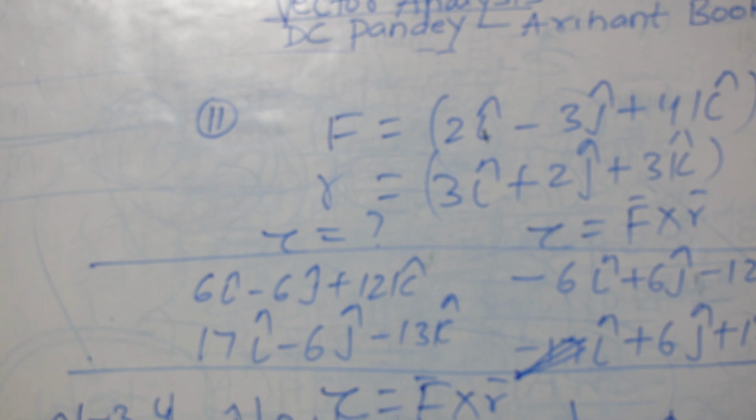Minus j, 3 into 2, 6, minus 4 into 3, 12. Right? Now see. Minus j, 6 minus 12, minus 6, minus minus plus, plus 6j. Again it is plus 6j. You can also do this one.